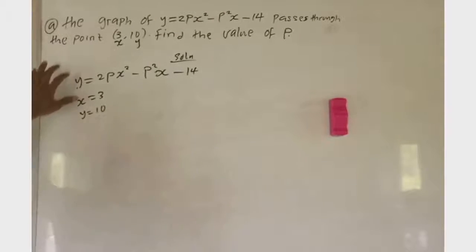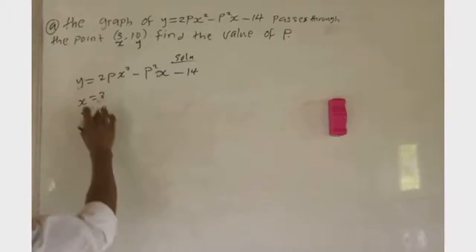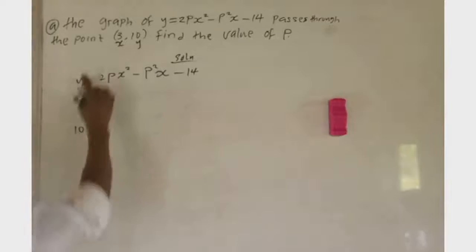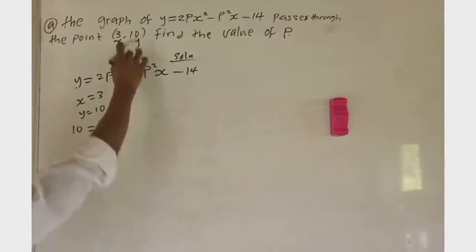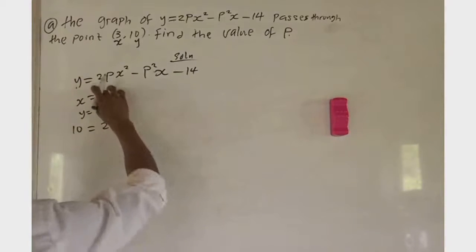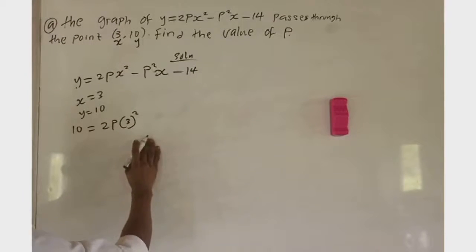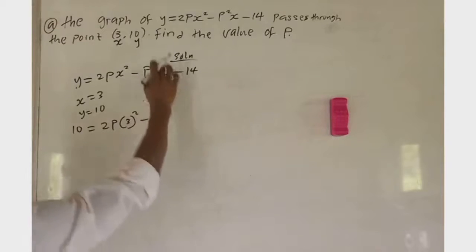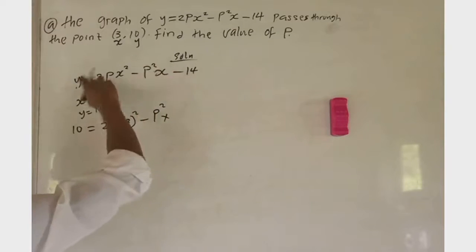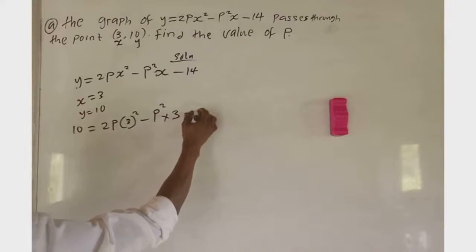When you input this data into the equation, instead of writing y, replace it with 10. We have 10 equal to 2p, and we put s in brackets because it is s squared. Our s is 3, so we have 3 raised to power 2, minus p multiplied by p squared, then s, which is 3, minus 14.